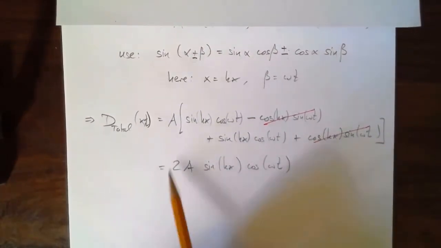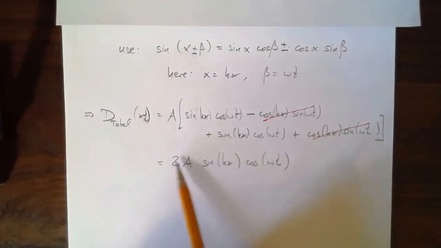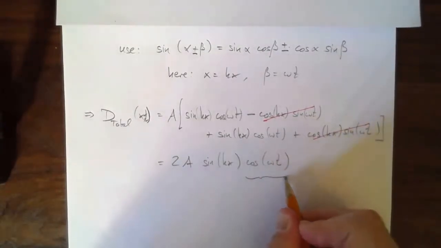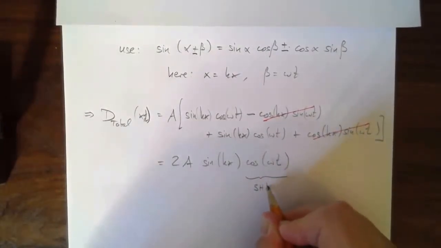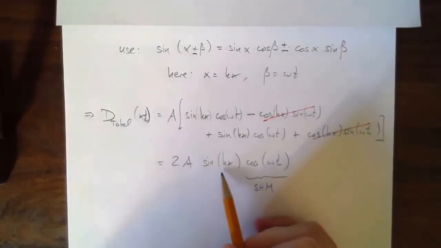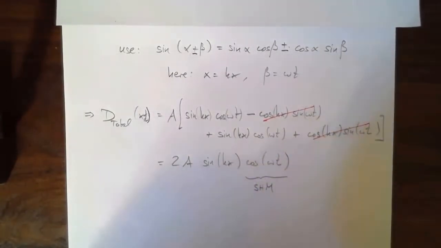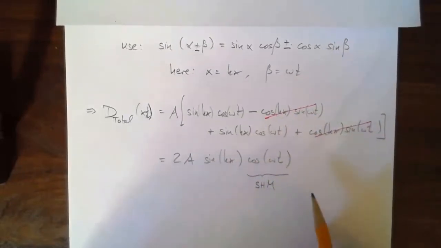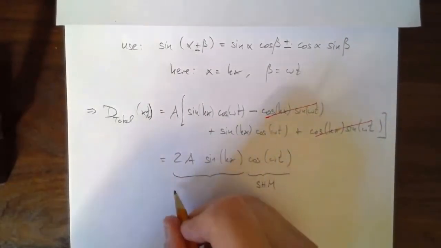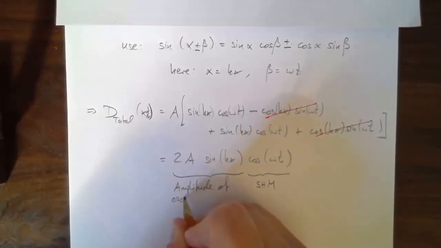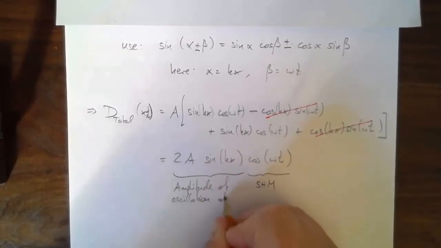Now, what's nice about this? Well, this function here has a term that's position and a term that's time, right? Cosine omega t, this suggests this is essentially simple harmonic motion. Up and down, omega t. 2a sine kx: if you pick a particular value of x, like a particular point along the string, it'll fix the value of this. So this whole thing is the amplitude of oscillation at the point x.